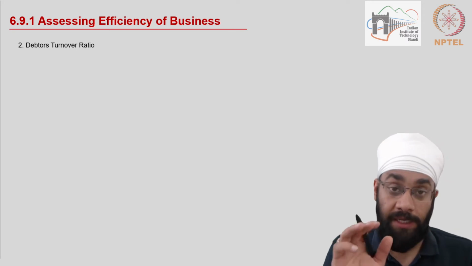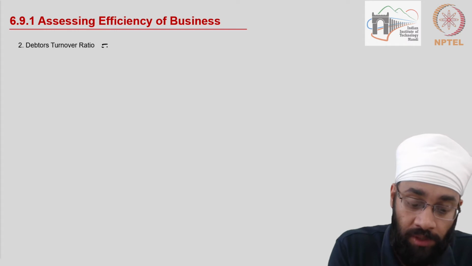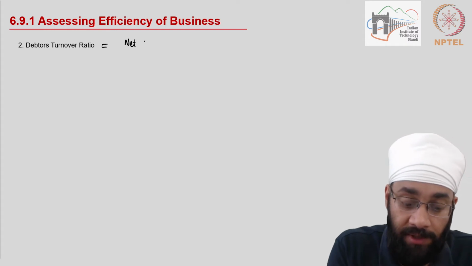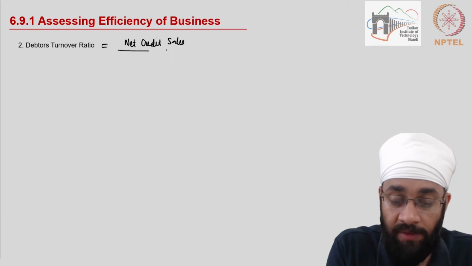Let's go to the debtors turnover ratio. In the debtors turnover ratio, we use the credit sales and we divide it by the average debtors during the year.